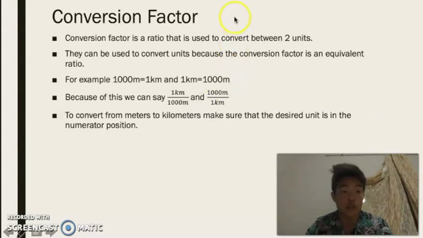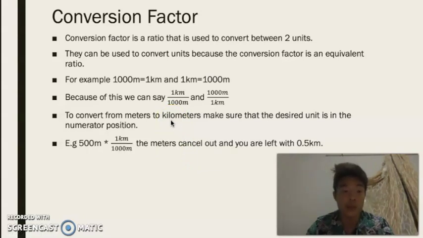So if you want to go from meters to kilometers, we want to put the kilometers in the numerator's position. Whenever you're doing a problem, the unit that you start with goes in the denominator, and the unit that you're going for, in this case kilometers, we put on top.